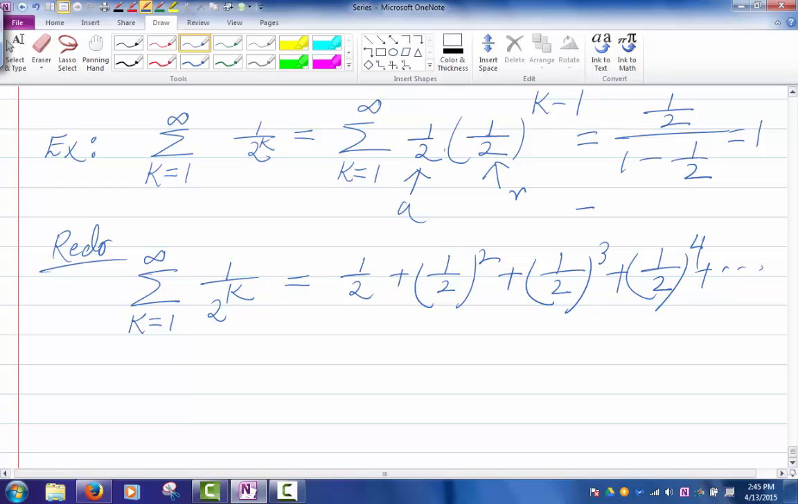1 over 2 to the k is the same as half to the k, right? Because the power on 1 is always going to give you 1. So 1 over 2 to the k is the same as half to the k. So these are the terms I get.